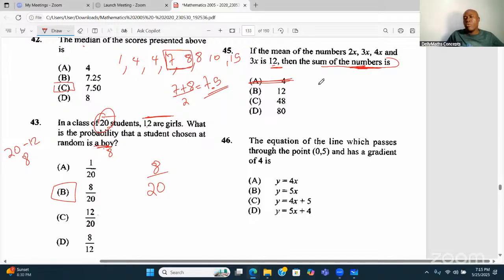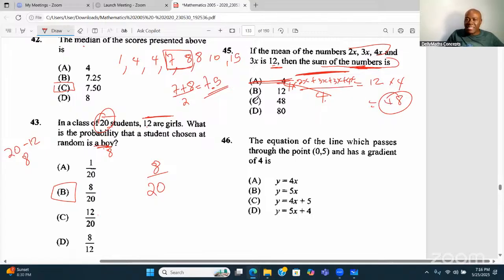Let's work it out. We're saying that if you add up 4 numbers, whatever those numbers are, you divide them by 4, it is 12. Think about how you do average. Look, you would have said 2x plus 3x plus 3x plus 4x divided by 4 gives 12. The top is the sum of what they're talking about. So you would have multiplied the 12 by 4. That's how you would have found the sum. It's 48. The numbers had to give 48.